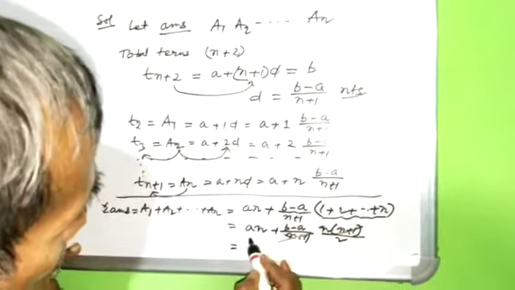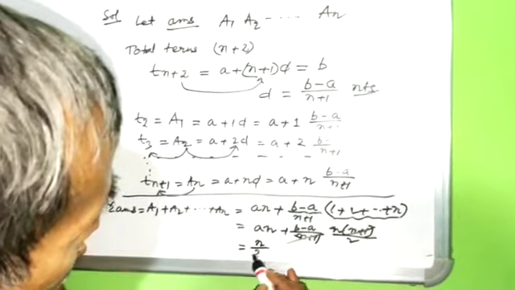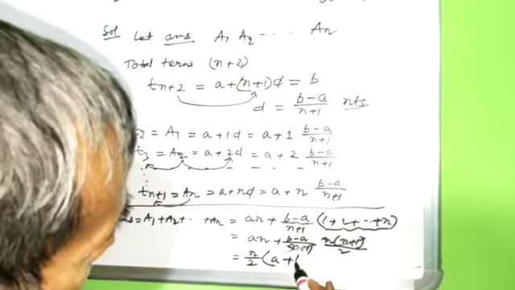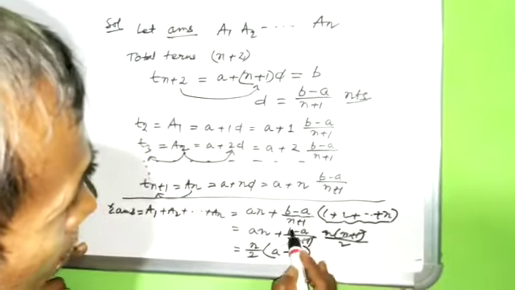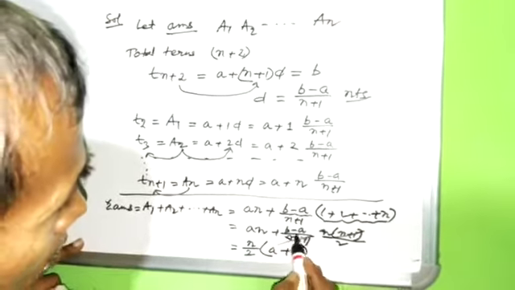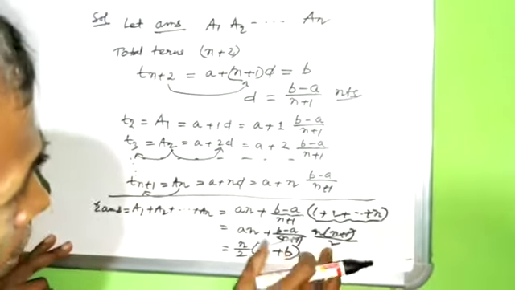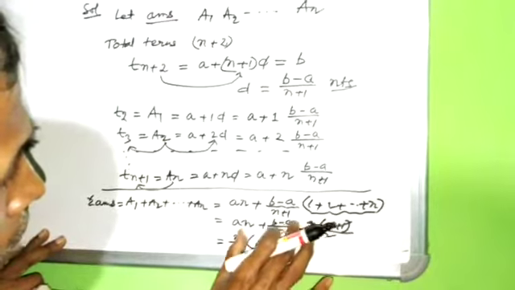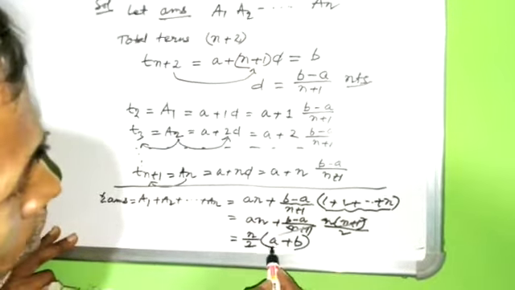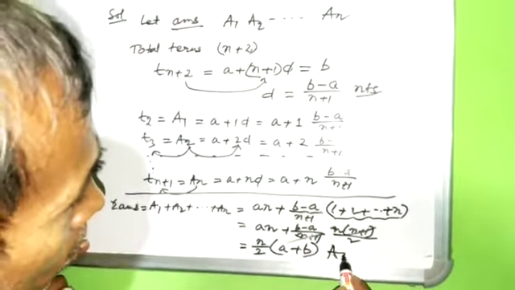After simplification the answer comes: N by 2 into (A plus B), because B N here, A N, N common, A plus B, then LCM 2, AN minus 1 AN equals AN. Therefore, N by 2 into (A plus B), this is the answer.